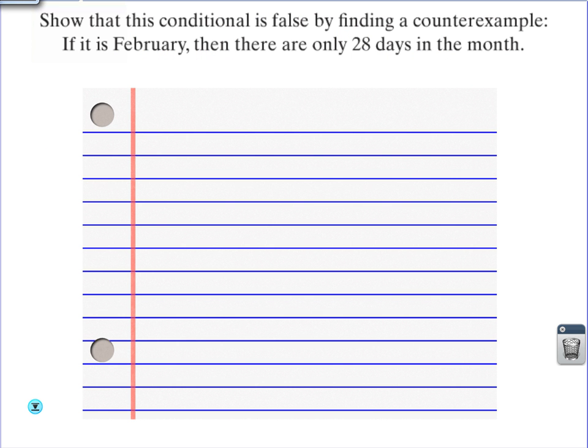Next one says, show that this conditional statement is false by finding a counterexample. If it is February, then there are only 28 days in a month. This one's pretty obvious, right? Does February always have 28 days? No. What year? Leap year. Leap year, and that's your counterexample. Counterexample, and I'm going to write it like this. We'll call it a CE, counterexample. Colon, leap year.